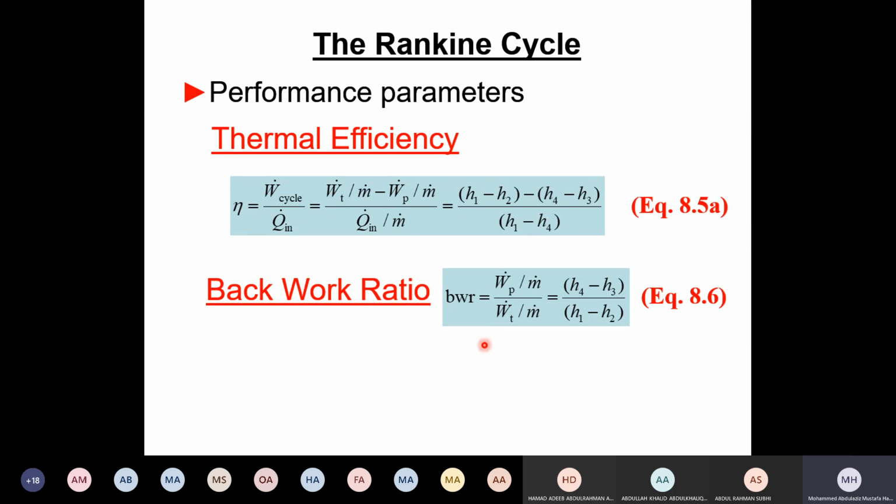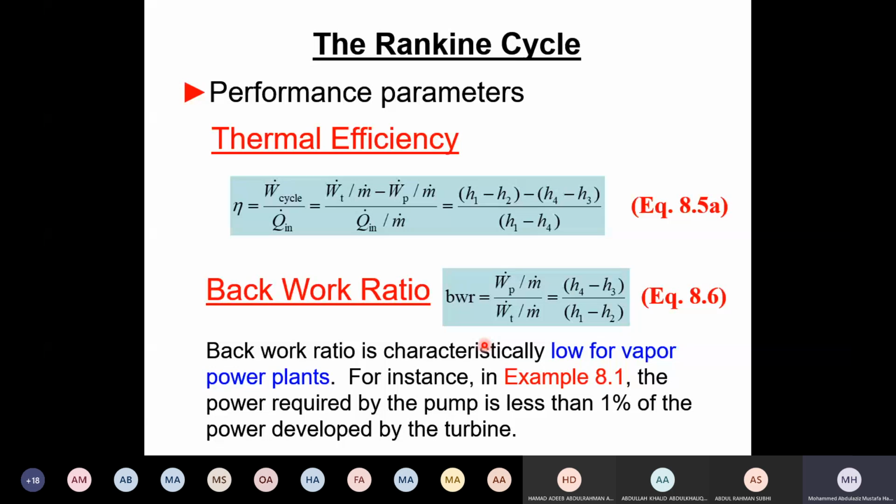So now what we are looking for, what do you want from this cycle? We need two things, as I mentioned. This is what we call the performance parameter. Performance parameter is like GPA and like experience. This would be the performance of a student. So now we have the work. So this is W cycle. So this will be W turbine minus W pump. So we calculate this W turbine, H1 minus H2 from the previous slide, minus W pump, H4 minus H3.